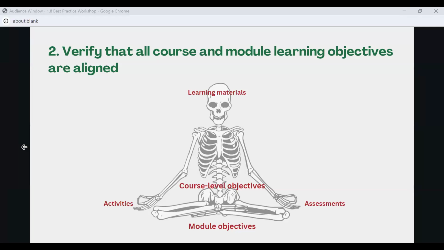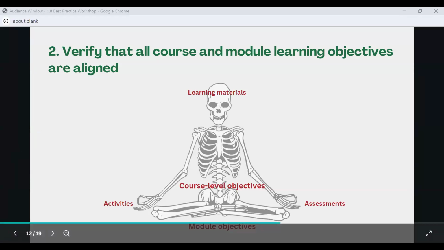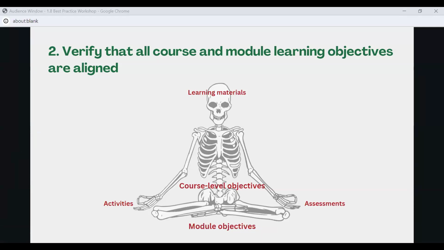I'm a visual thinker, so I try to put things into visual form when I'm imagining them or trying to remember them. But again, alignment is going to inform everything you do in the course, from your learning materials, such as the lectures and readings that you assign, to your activities, such as group projects or worksheets, to your assessments, like quizzes and exams. A well-aligned course should fit together, right? And should operate fluidly, where each part really reinforces and supports the other.